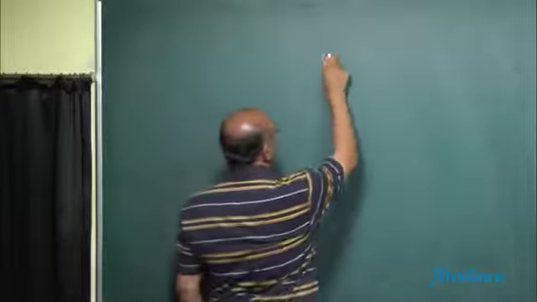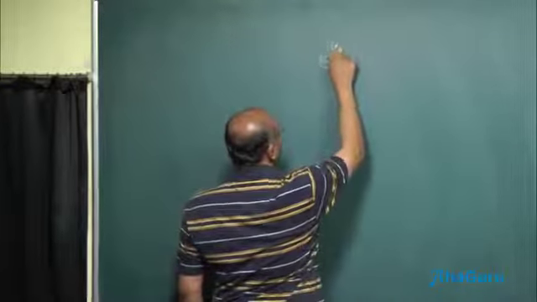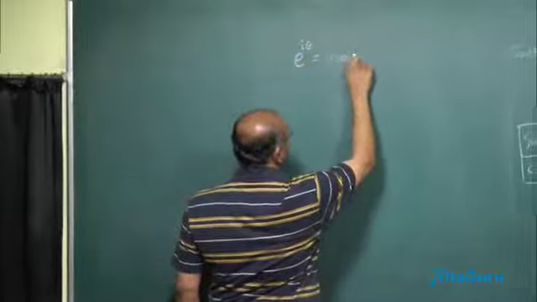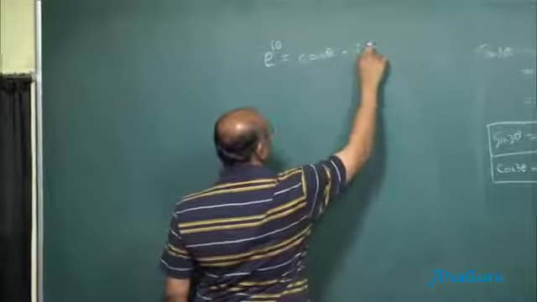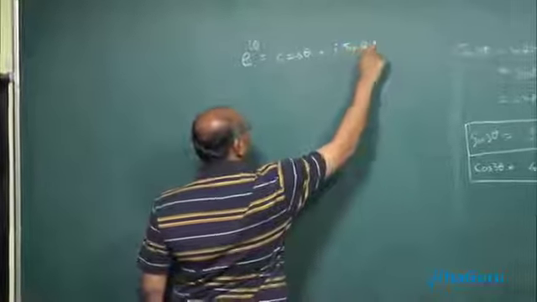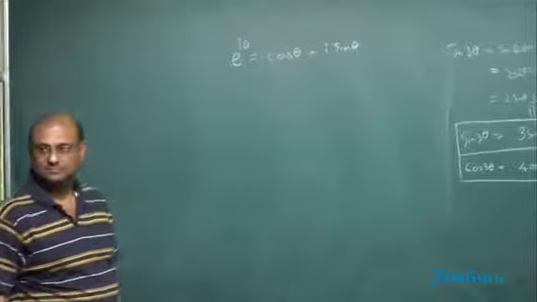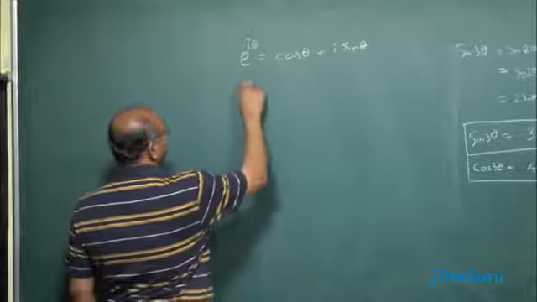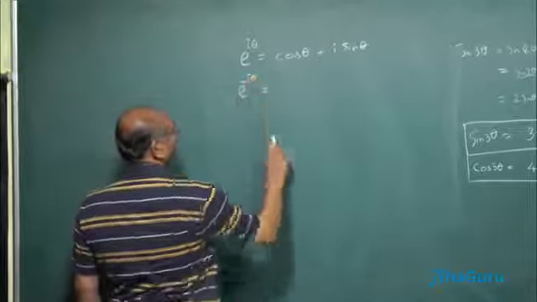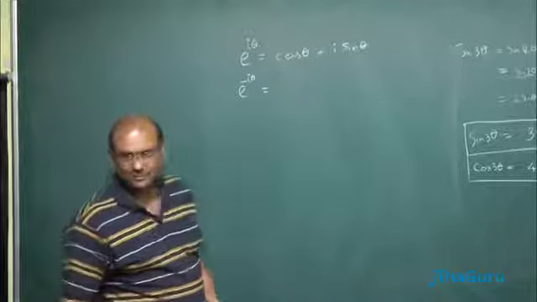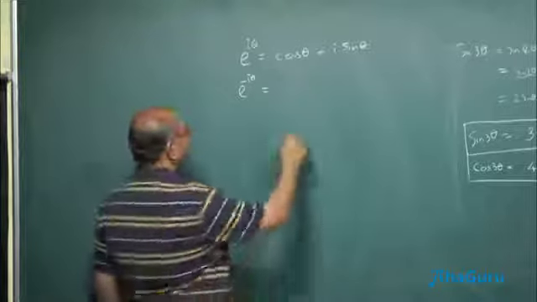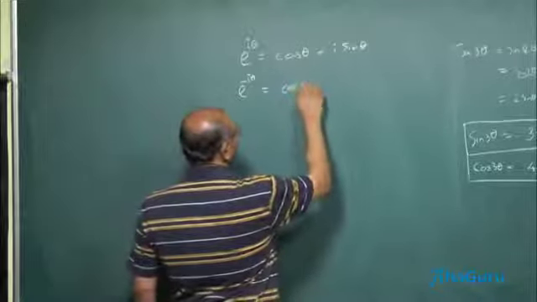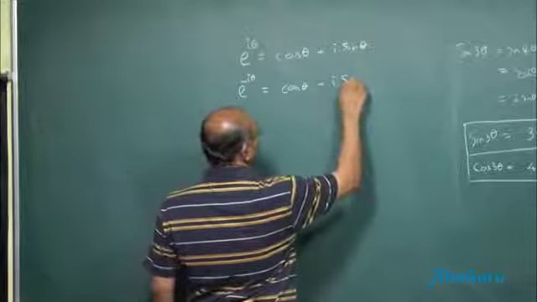So let us come to this one. Basically, you know that e to the power of i theta is cos theta plus i sin theta, correct? e to the power of minus i theta will be cos of minus theta plus i sin of minus theta. What is cos of minus theta? Cos theta. So this is cos theta minus i sin theta.